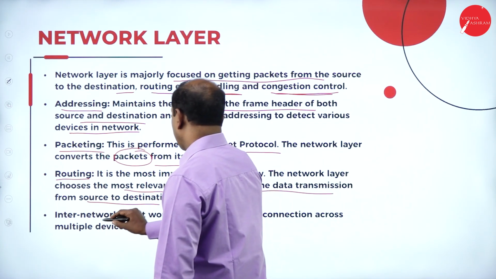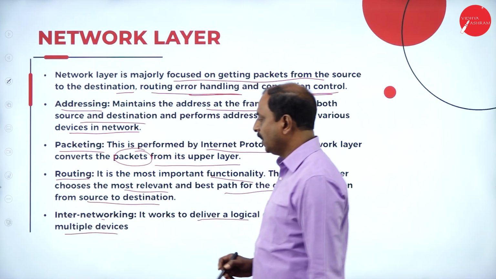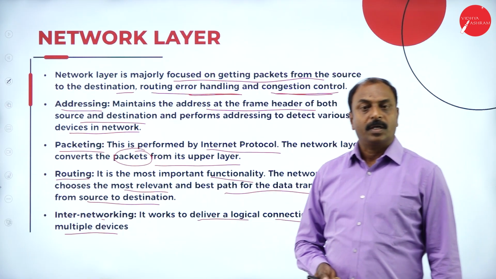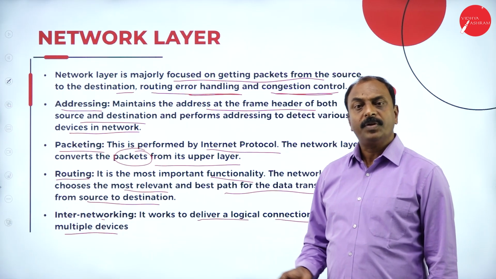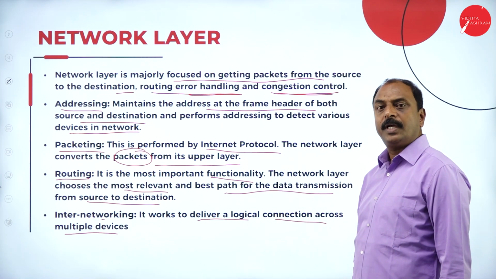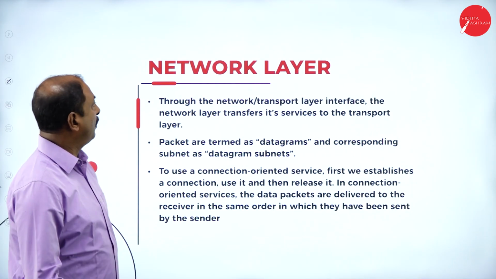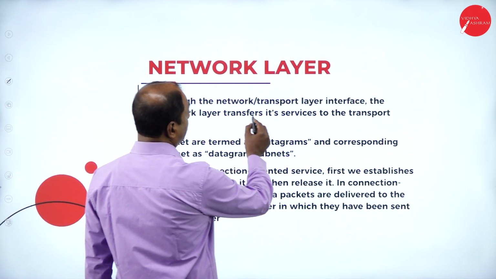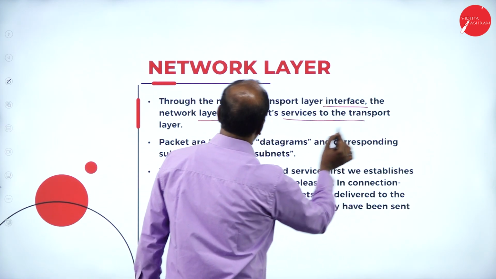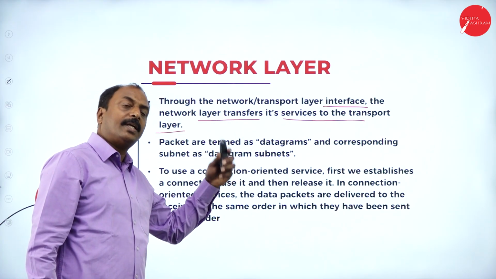Next, internetworking works to deliver a logical connection across multiple devices. So it is going to work with internetworking connectivity or communication between different types of networks or with the multiple networks. See, these are all different functions of network layer in OSI reference model. Now in the next slide, we will see about network layer. Through the network or transport layer interface, the network layer transfers its services to the transport layer. So this is another, it's going to provide services to the transport layer.